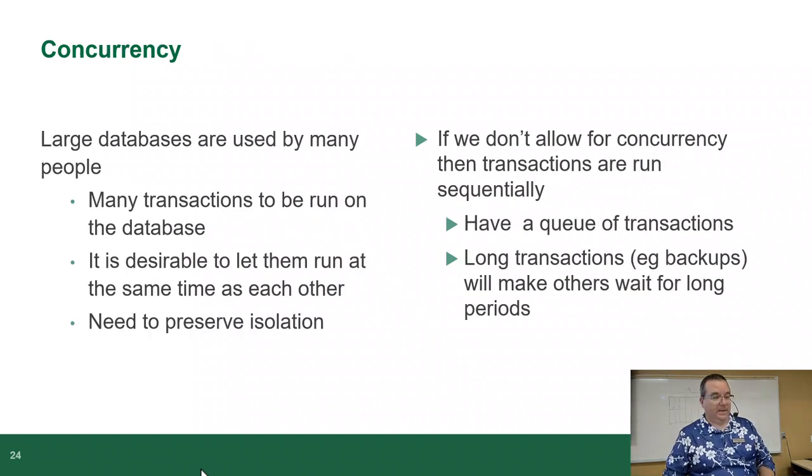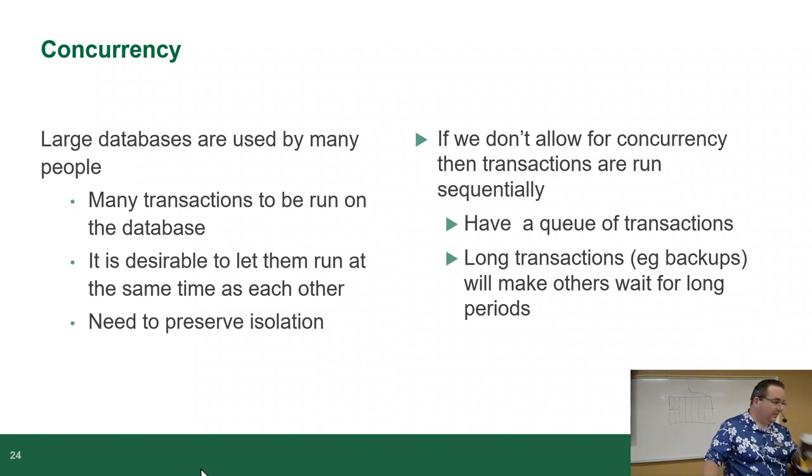All right. Then we have concurrency. Large databases are used by many people. The best example is the banks. We can all log into our bank accounts and all transfer money, send e-transfers, and pay bills all at the same time.